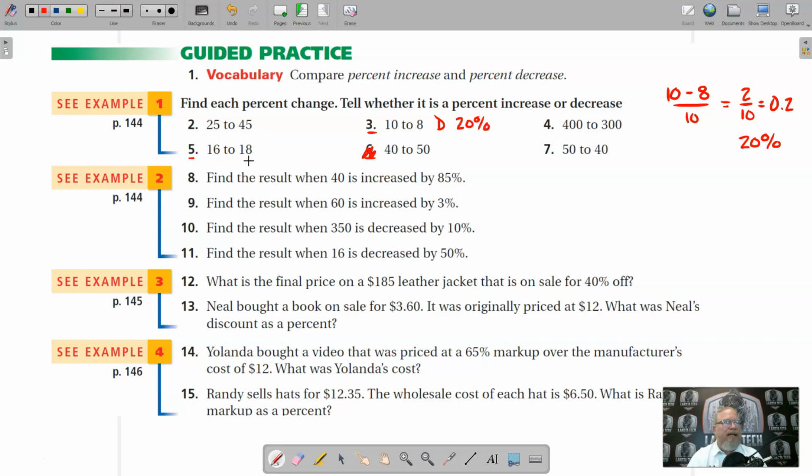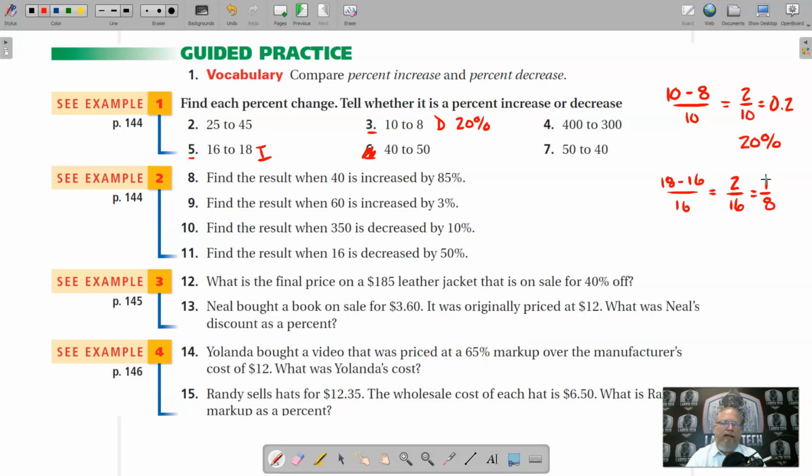Now on 16 to 18, this is going to be an increase. So we want the new amount of 18, and we want to subtract from that the original amount of 16, and we want to divide by the original amount. The original amount is 16 here. So 18 minus 16 is 2. 2 over 16. I can simplify that to 1 over 8.